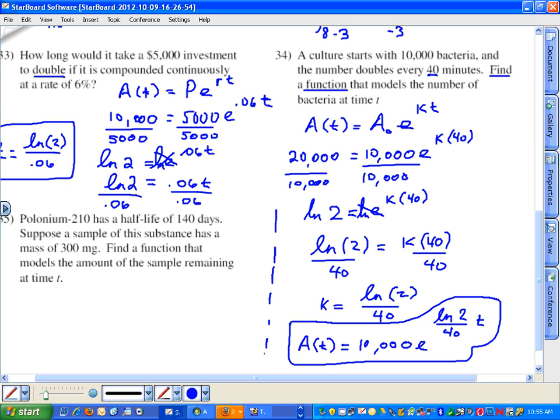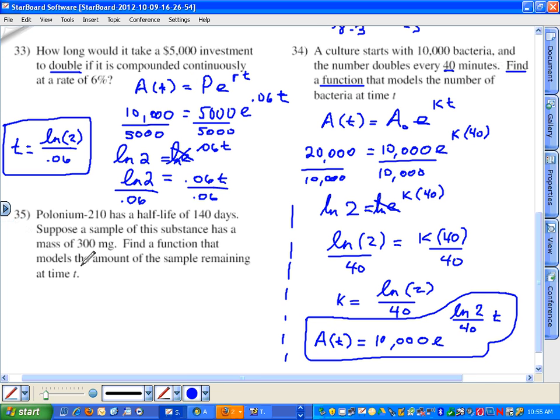Problem 35 is very similar, except now we have half-lives. After 140 days, a 300 milligram sample is going to be reduced to 150 milligrams. It's getting cut in half. So this is an example of exponential decay. It uses the exact same formula, however: A of t equals an initial amount times e to the kt. And they're asking us to do the exact same thing: find a function that models the amount of the sample remaining at time t. So we need to make a function where t is the only unknown, kind of like here.